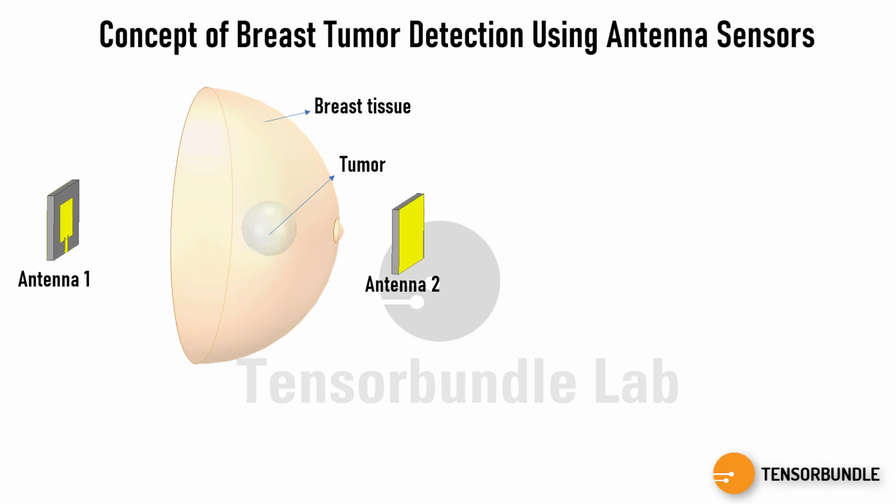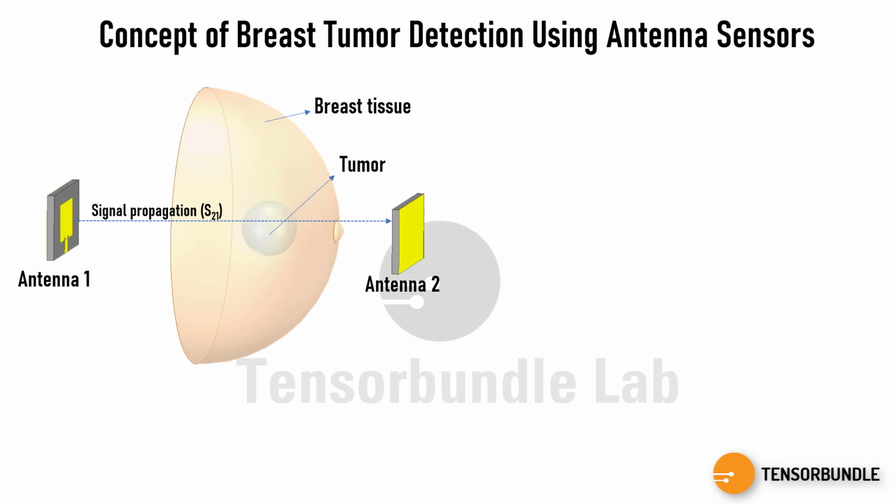Due to the presence of the tumor cell, that homogeneity of the breast tissue will be hampered. And this change or this variation of the electrical material property of the breast tissue will be captured into the transmission coefficient or S21 plot. So the bottom line is the signal propagation from antenna 1 to antenna 2 will be impacted due to the presence of the tumor cell inside the breast tissue.